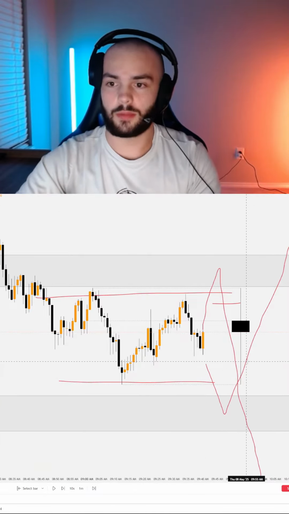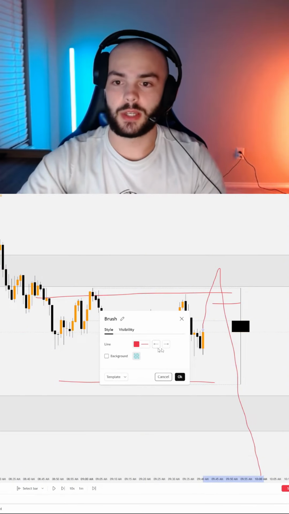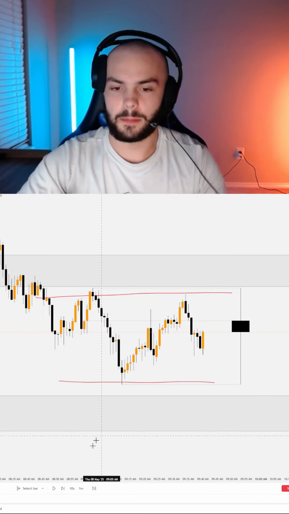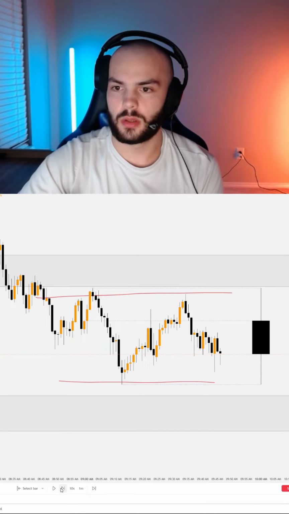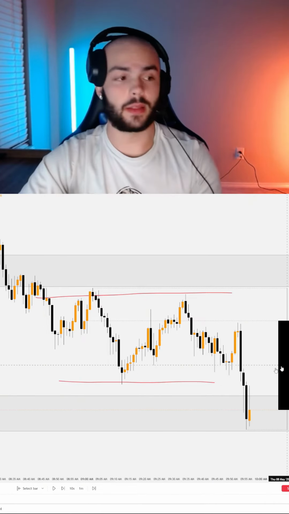So literally, once you have your 15-minute zones, all you want to do is sit on your hands and wait for this candle to get its manipulation leg into your key zone. So let's wait for that here. We'll continue this a little more. As you can see, we're still staying in the range. And then finally, we break out of this range. So what does this tell us?